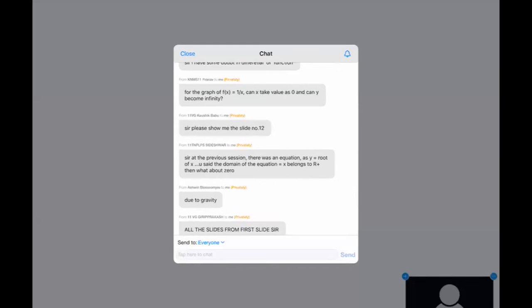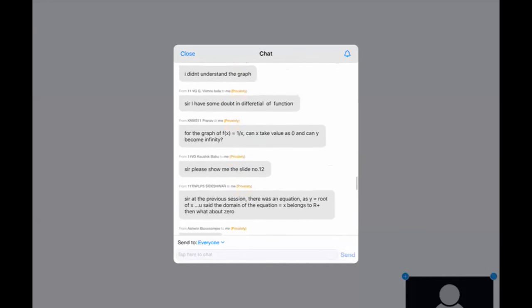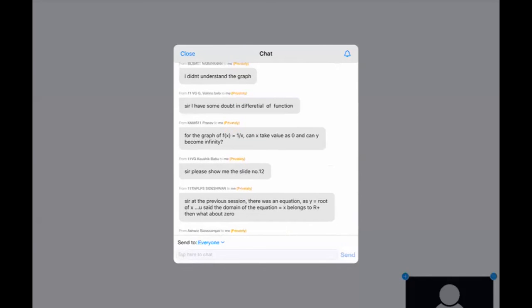There is an equation y is equal to root of x. You said the domain is x belongs to, what about 0? Yes, 0 is included. So it will become R plus with 0. The way they write it, they don't write R plus, they write R minus R plus so that 0 is also included. Can x take the value 0 and can y become infinity? x can't take the value 0 because we don't know what it is, but x can come to a very small number close to 0, like 0.000 million zeros and a 1. Then y will become a large number. Okay, yeah, that is it.